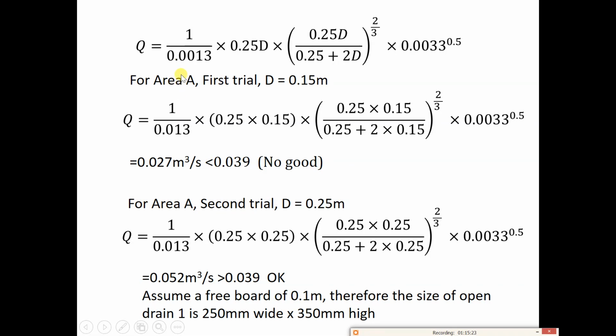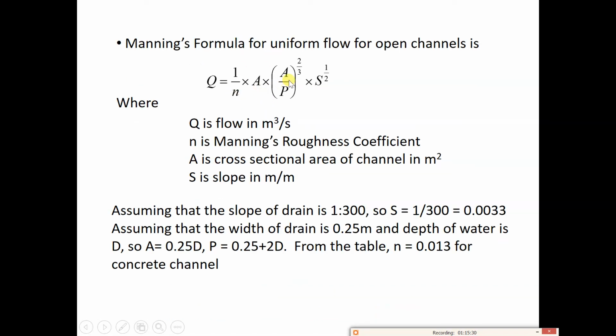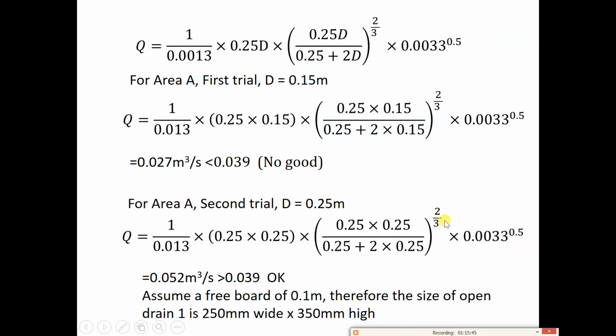So we look at these two areas. From this we put in the formula for A and P. We get the expressions in terms of D: A is 0.25 D, and P is 0.25 plus 2D. We substitute inside. We know the slope, which I think here is 0.033. So we get an expression with one unknown variable, D. We don't simplify; we just put in this general expression.